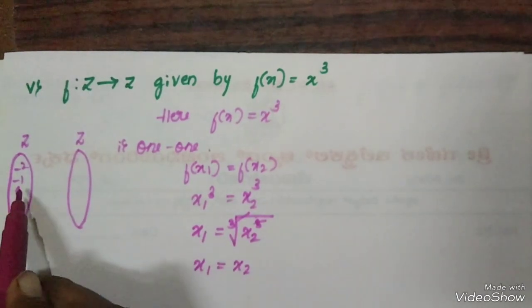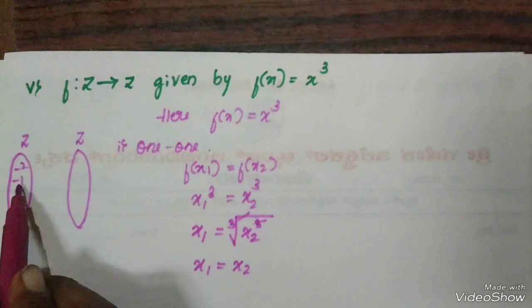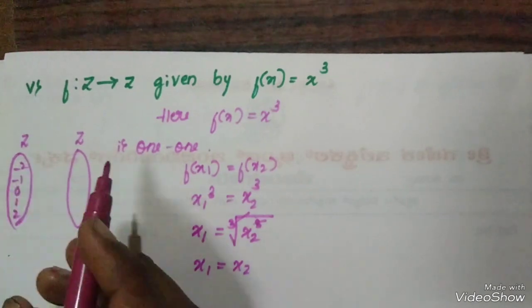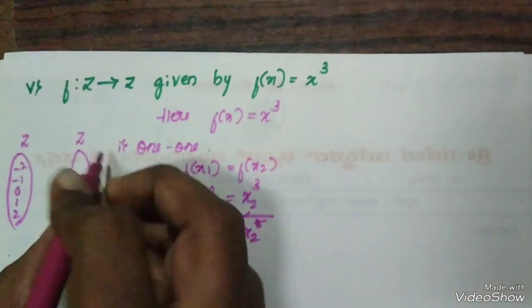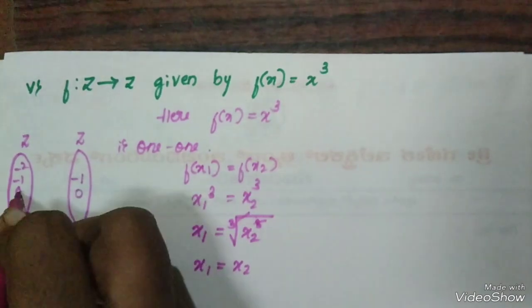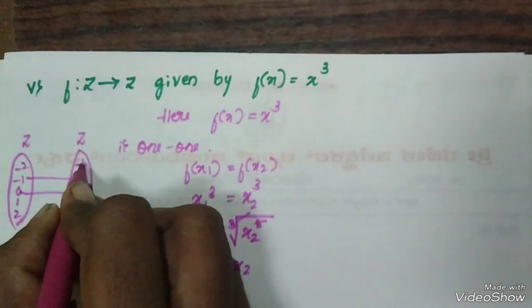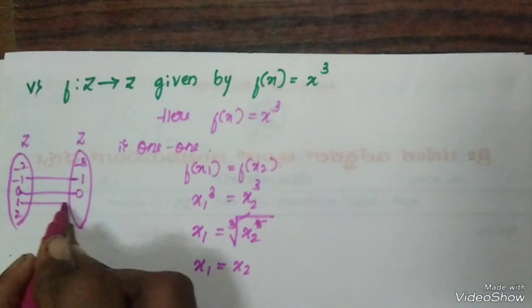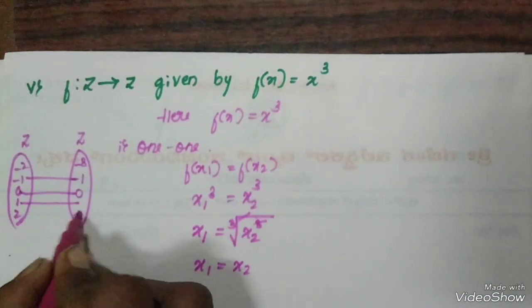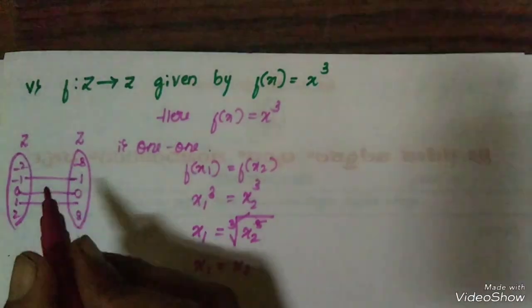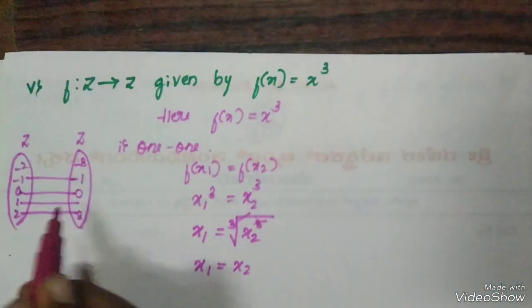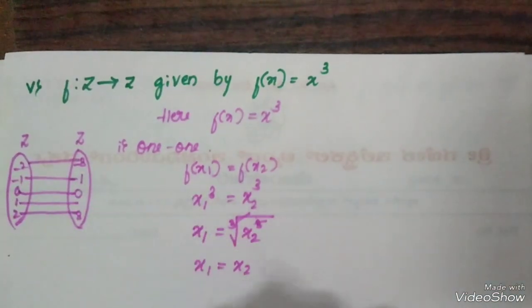For example, while taking negative values, minus 1 cube we get minus 1. Then 0 cube is 0. Minus 2 cube is minus 8. Again 1 cube is 1, 2 cube is 8. Whatever values we have taken, we get the image. Distinct elements have distinct images. Therefore, f is one-one.